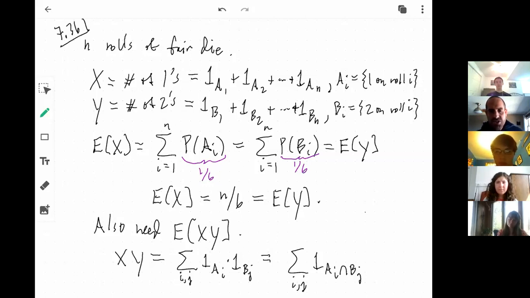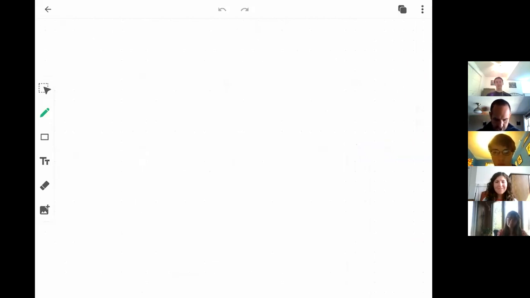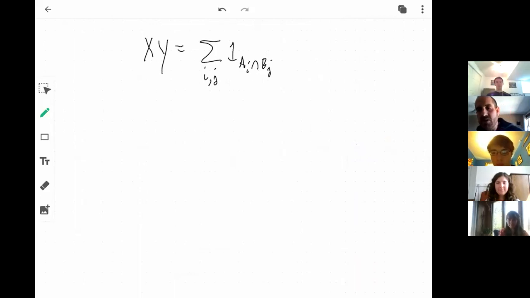Now here's the thing. There are some things that we can actually eliminate from this. All right, so let me just rewrite this. XY equals the sum over all possible i and j, indicator of A_i intersected with B_j, okay? Now there are some of these indicators that I can throw out because they are always zero, always. Which ones are always zero? The ones where i equals j.